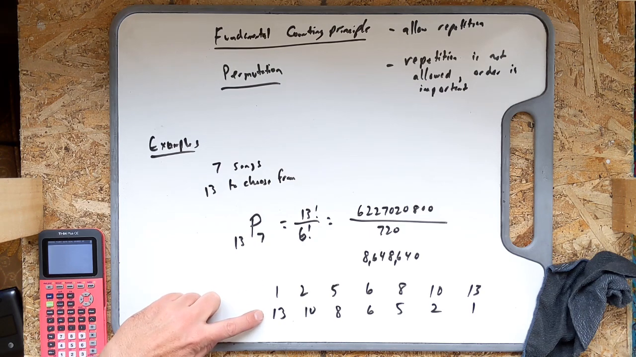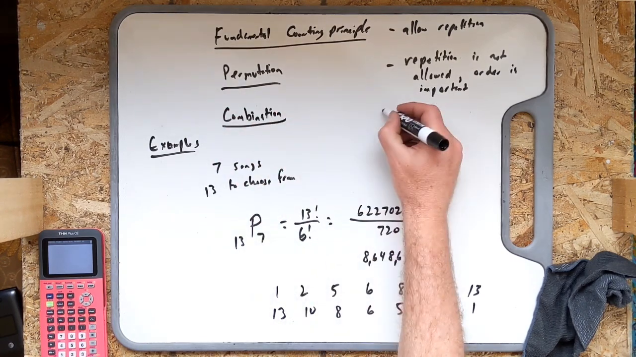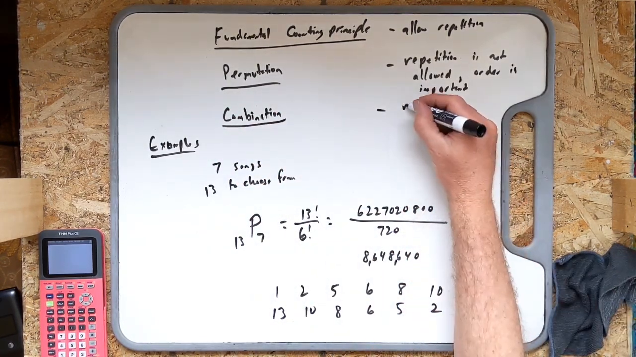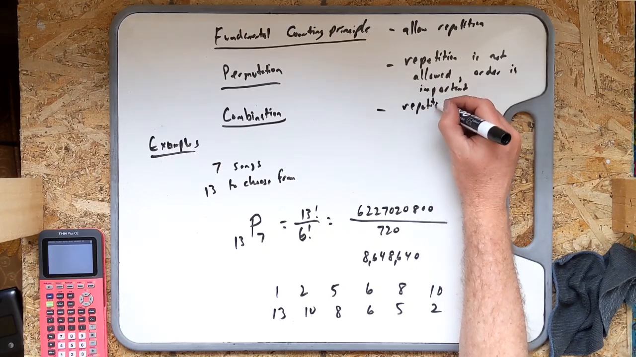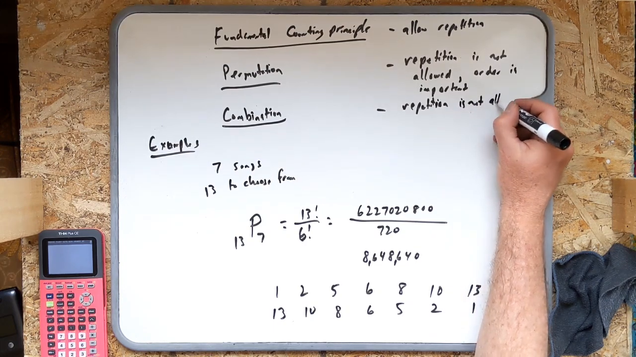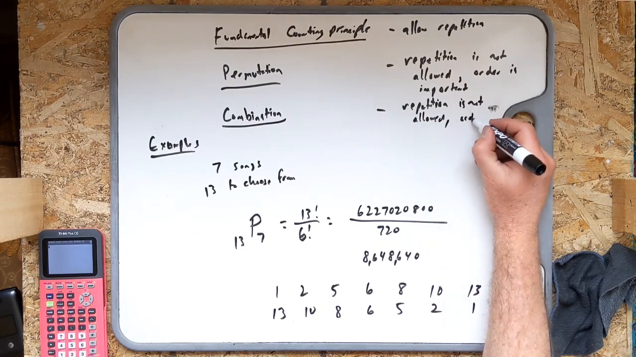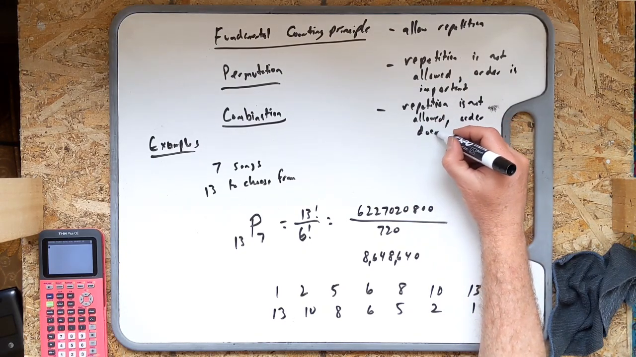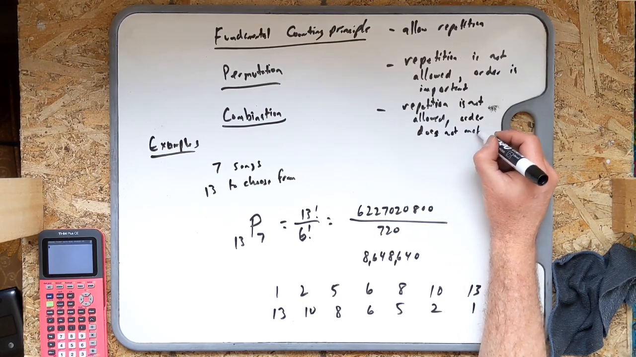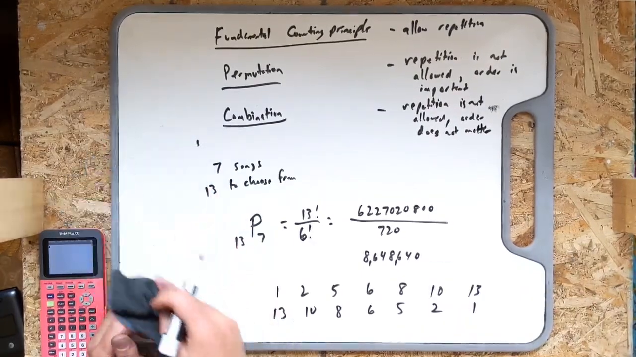If you want these to both be the same playlist, in other words, you've got the same 7 songs, so what does it matter what the order is? That is called a combination, not a permutation. Repetition is still not allowed. I can't play the same song twice in the 7 songs. So that's the same as a permutation, except in this case the order does not matter. And that's the last idea we're going to do. I'm going to put some more examples down here, but I'm going to start with this one here.